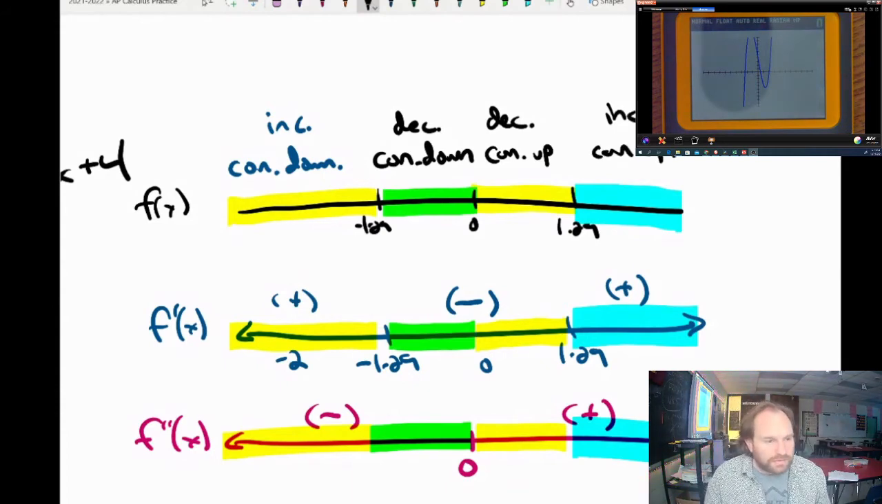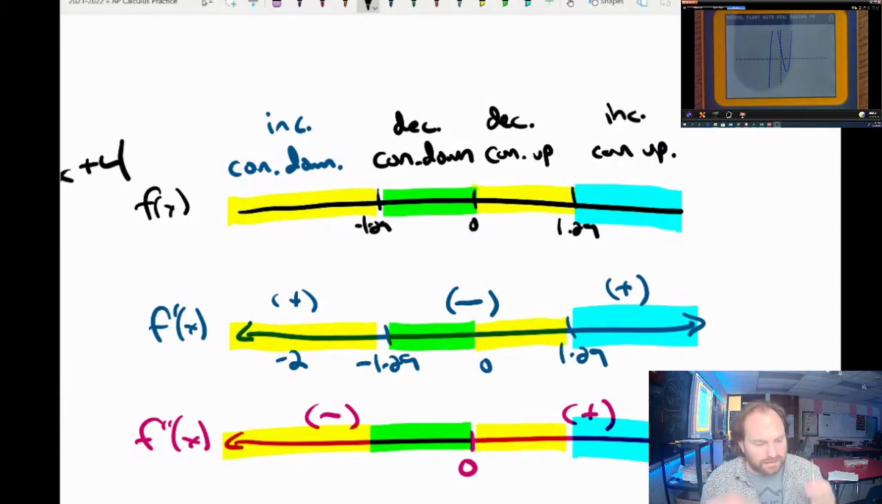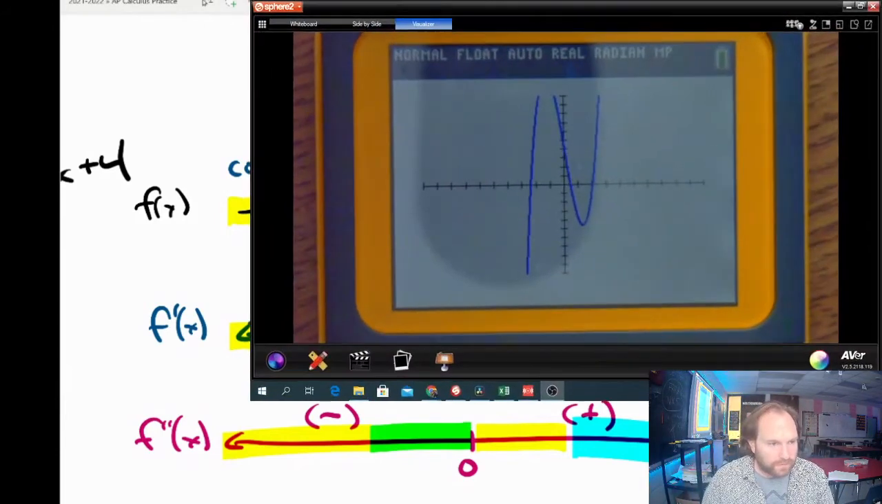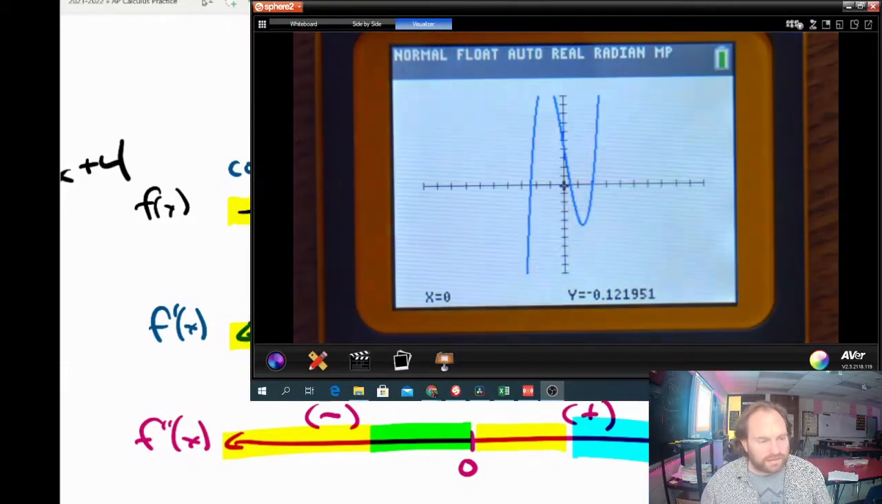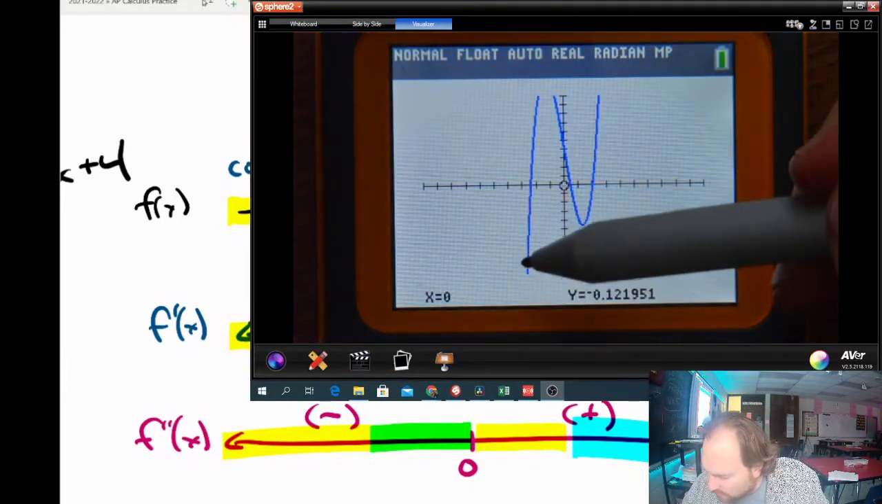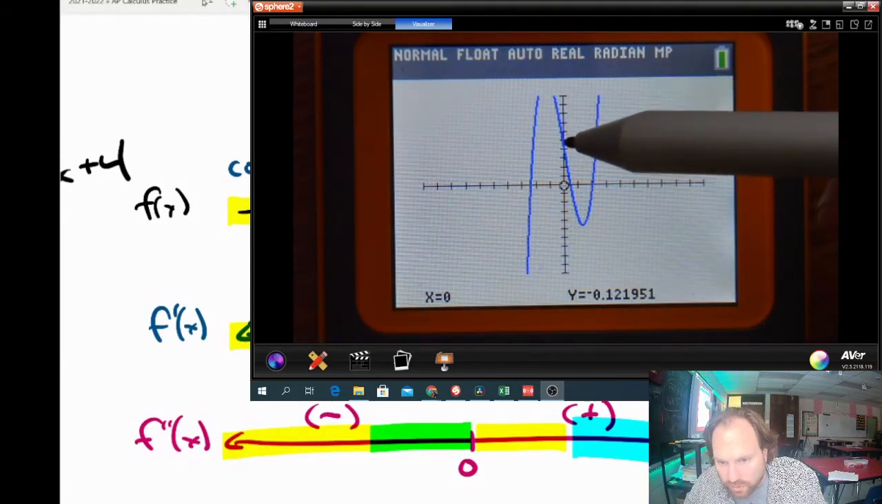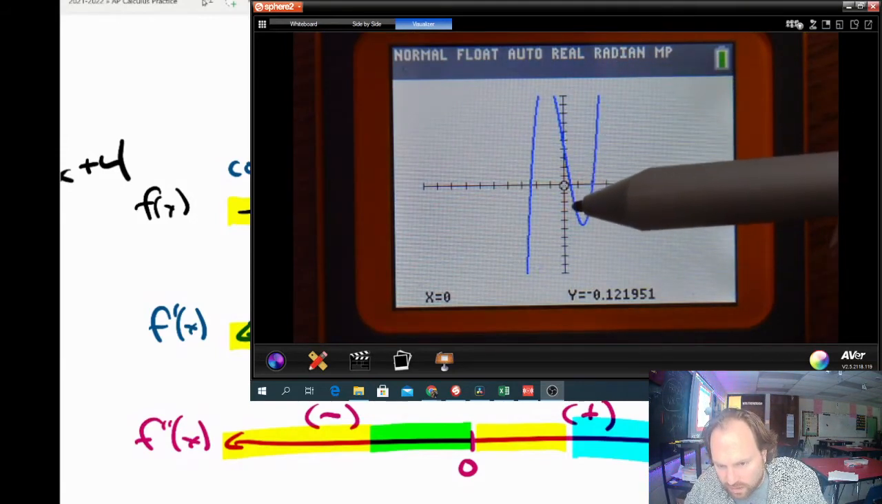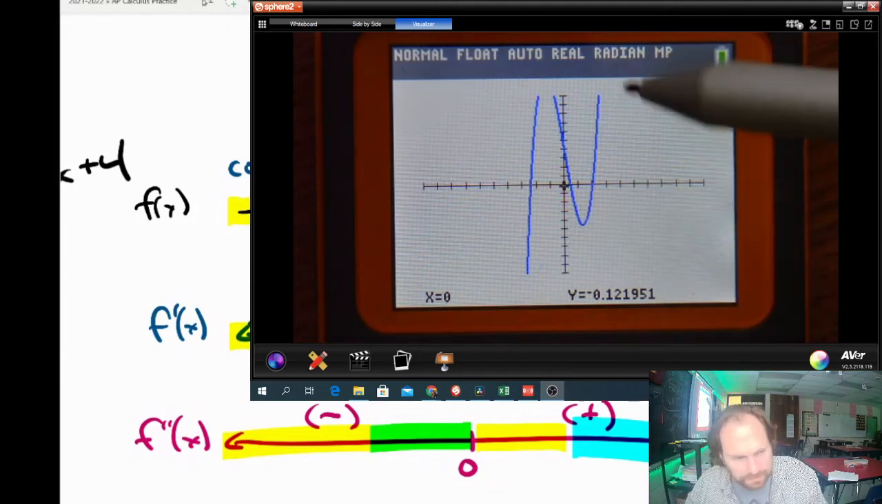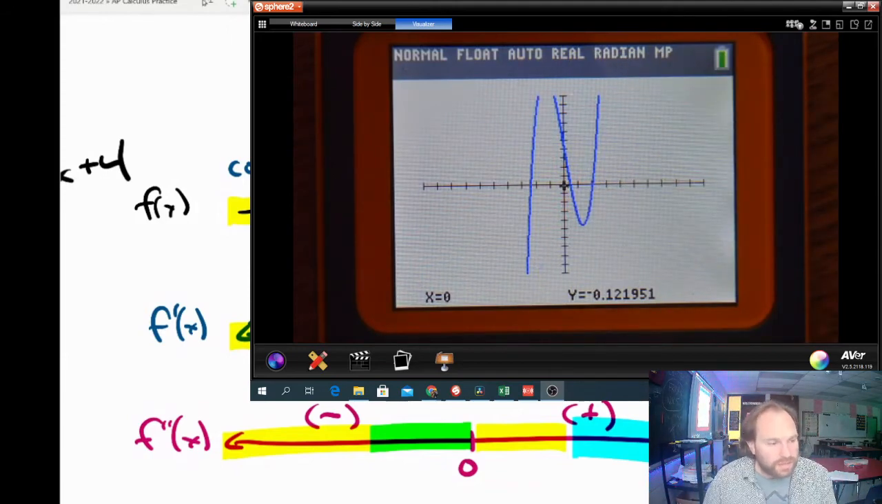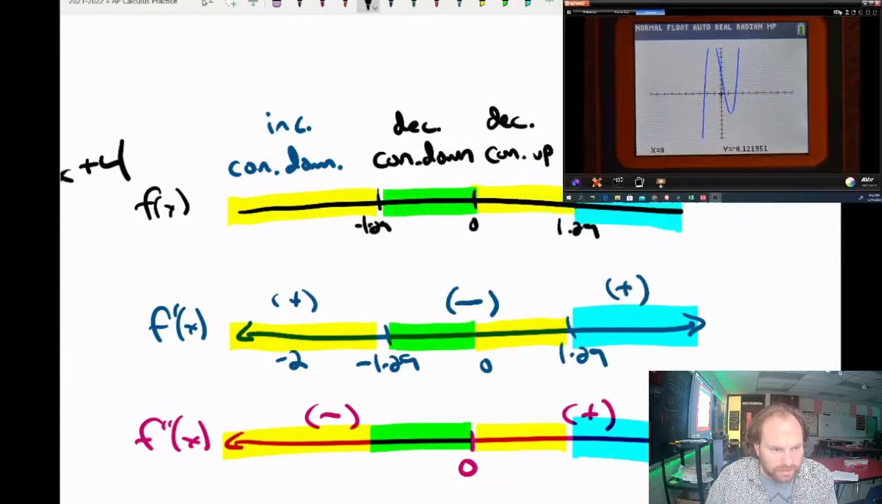Building a sign chart like this is a really powerful tool for analyzing a lot of different functions. This is a pretty simple one. We could have looked at the graph right here a while ago and said the exact same things. You can see that increasing concave down, decreasing concave down, there's your point of inflection, decreasing concave up, and increasing concave up. But the derivatives help you see all those things in a kind of different way.